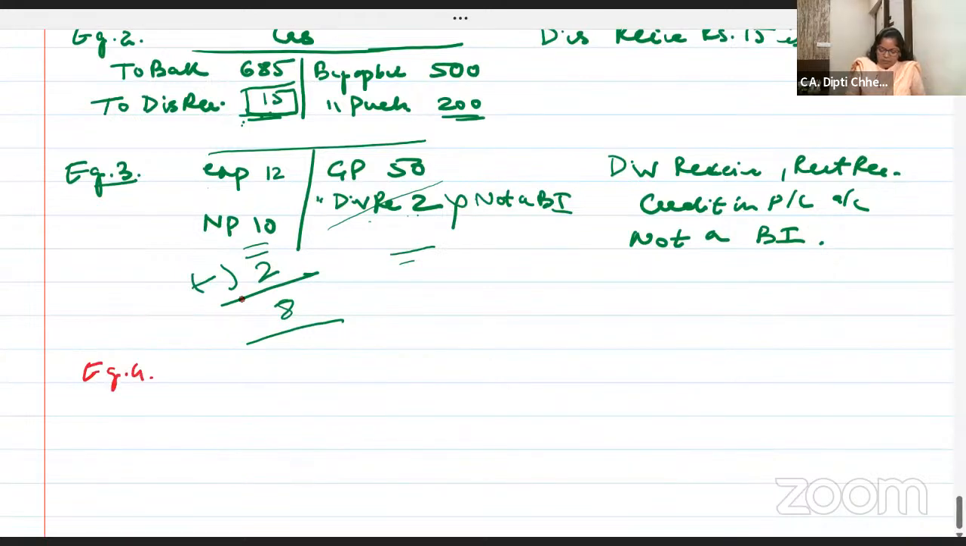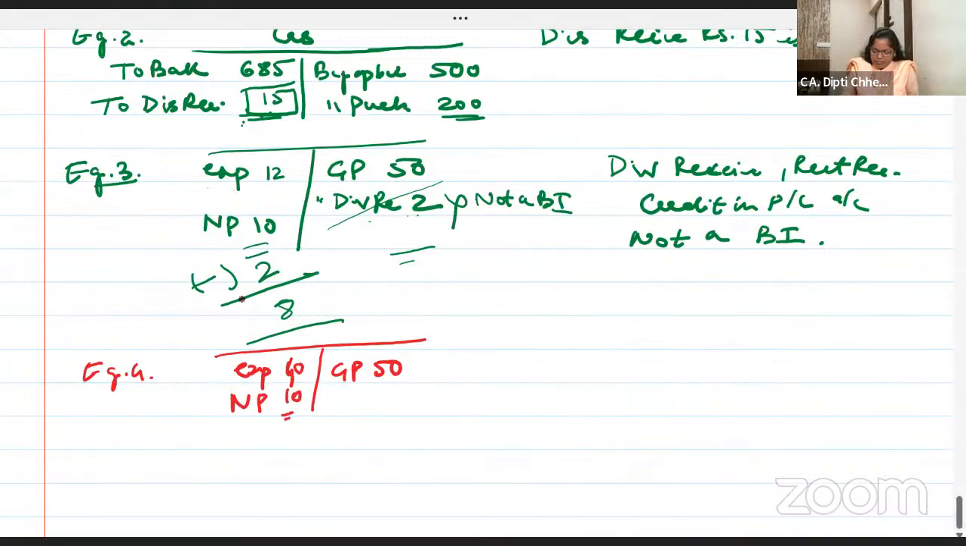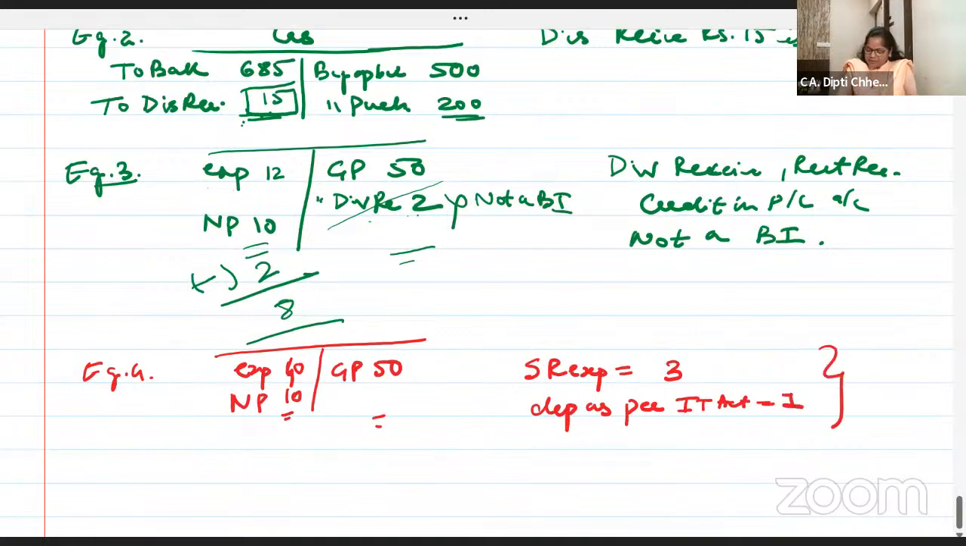Okay. Say again, this is your P&L account. GP 50, expense 10, 40, net profit 10. Now, scientific research expenses you have done 3 rupees. Depreciation as per Income Tax Act is 1 rupee. Ma'am, what is this? These are expense. If you do scientific research expense, is it allowed? Yeah. If you do depreciation as per income tax, is it allowed as per section 32? Yeah. But you didn't debit it.